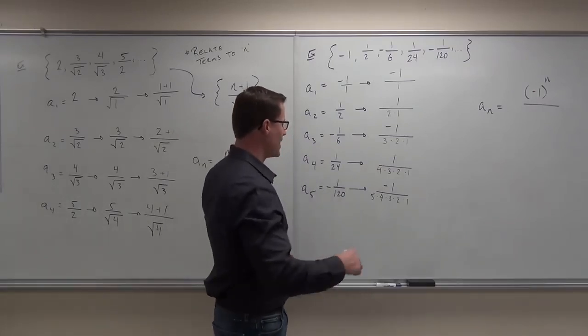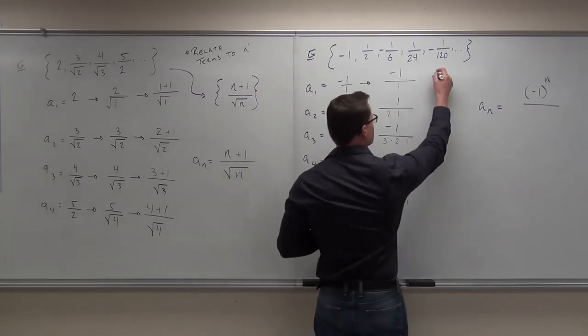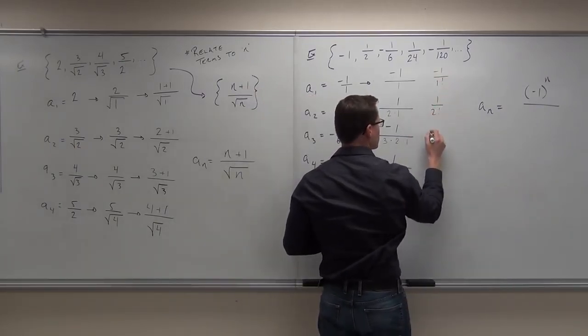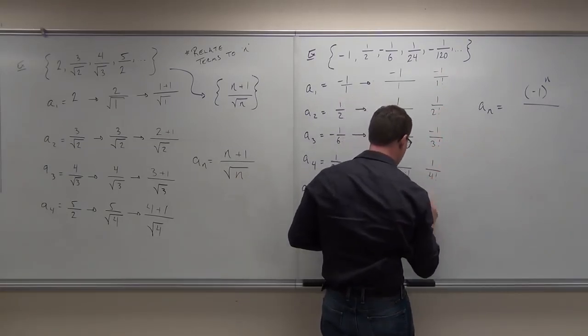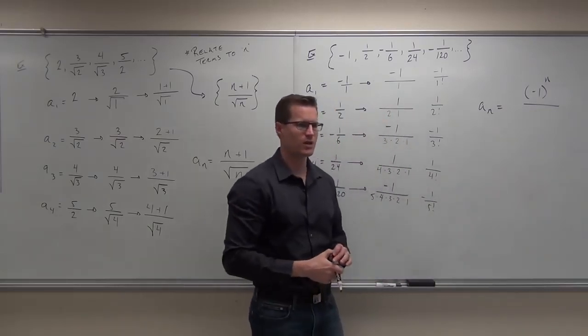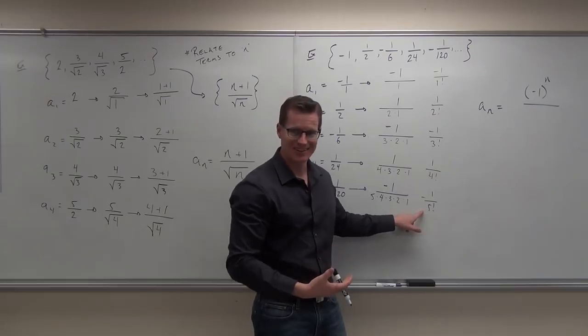If we do look at the pattern and go, hey, look at that. This is 5 factorial, 4 factorial. This is negative 1 over 1 factorial. This is 1 over 2 factorial. This is negative 1 over 3 factorial. This is 1 over 4 factorial. This is negative 1 over 5 factorial. By the way, if you don't know what factorial means, this is not 5! Okay? This is 5 factorial.